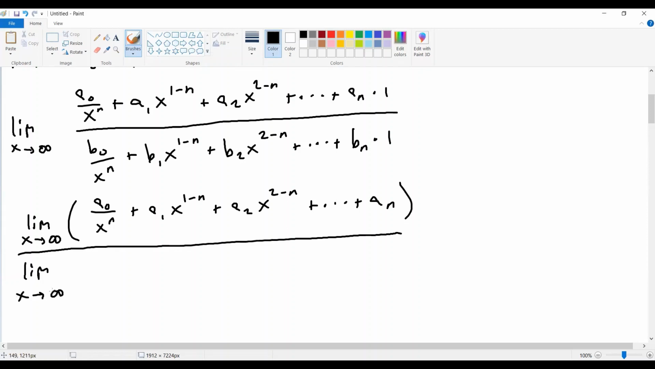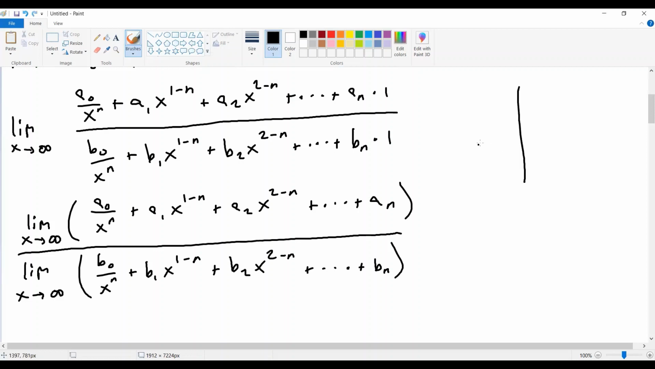So x approaches infinity, b naught over x to the n, b1 x to the 1 minus n, b2 x to the 2 minus n, and then as many times as needed to get to the nth term, b sub n. And then when we actually compute this, I'll make an aside, because this is the core concept here, from the graph of the inverse function.